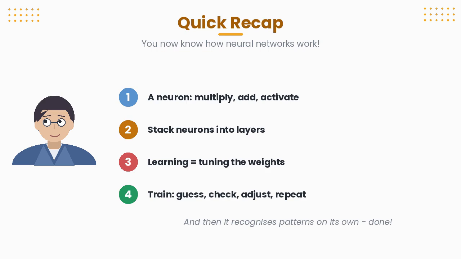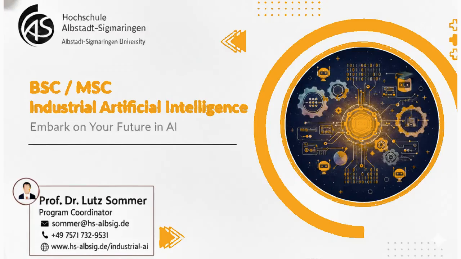Let's recap. A neuron multiplies its inputs, adds them up, and activates. Stack neurons into layers and you've got a network. Learning means tuning the weights, guess, check, adjust, repeat. And with that, it can recognize patterns all on its own.